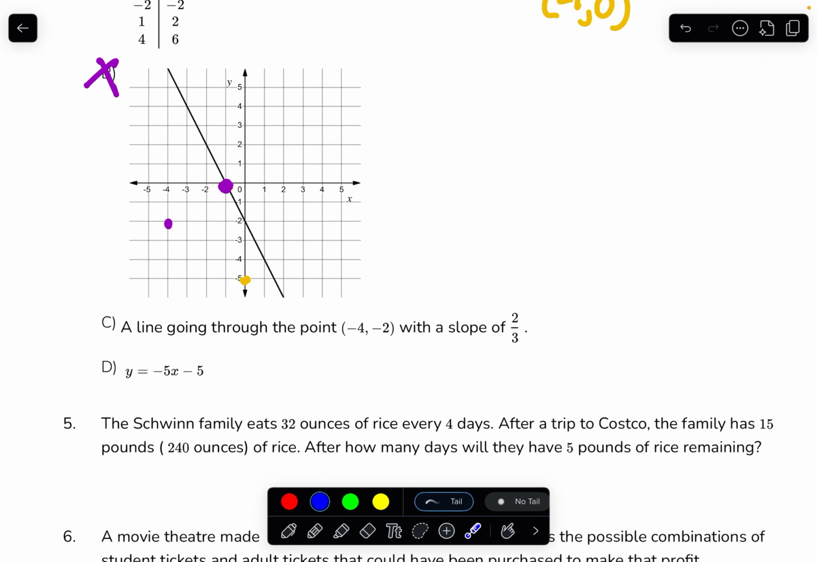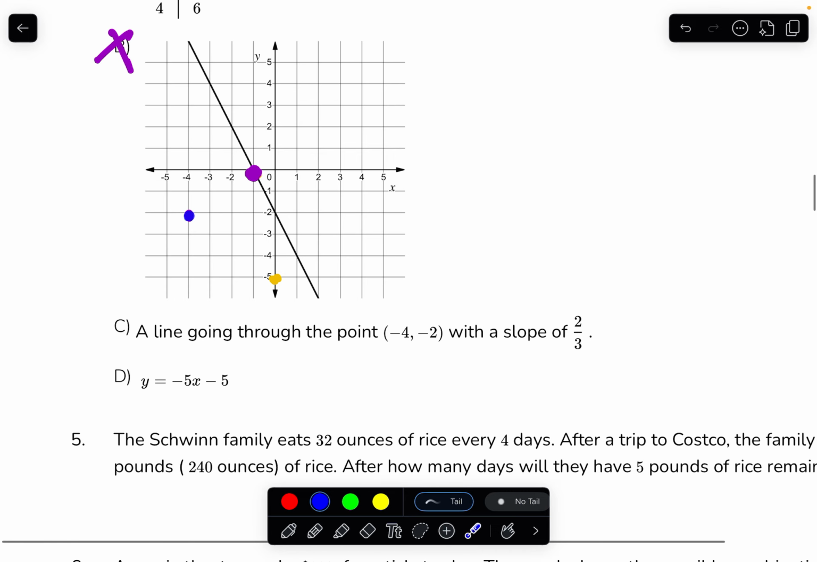A line going through the point (-4, -2). Well, I used the grid provided. Put a little dot there, right here. Okay, that's (-4, -2). And I counted because the slope is 2/3. I go up 2, to the right 3, and you look, it does have an x-intercept of -1. So that one's out of the question.